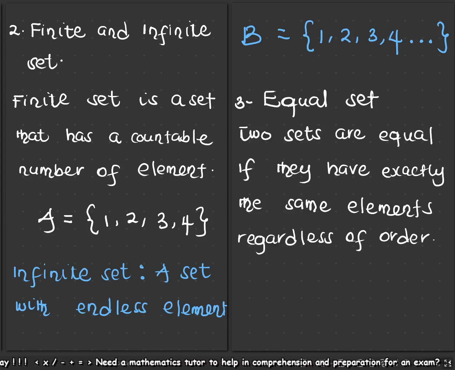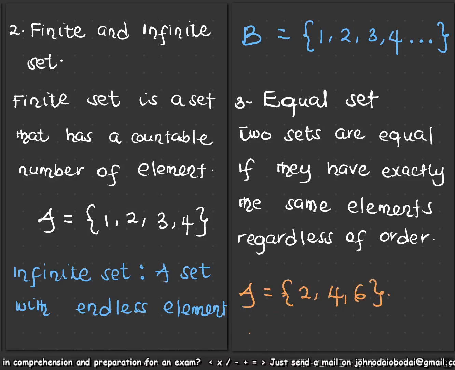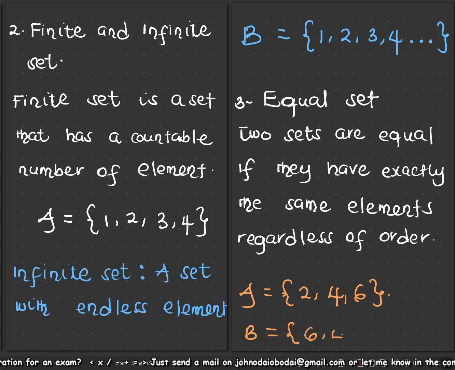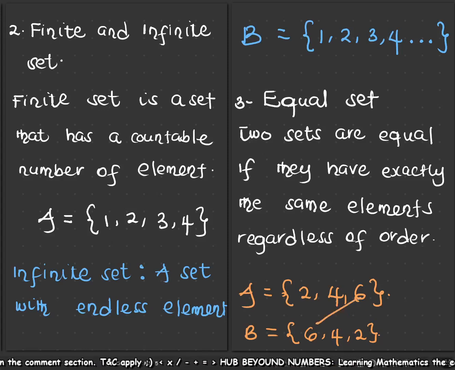So if I have set A, and the elements of set A are 2, 4, and then 6, and I have another set, let's say set B, its elements are 6, 4, and then 2. You realize that the elements in set A are the same elements in set B, regardless of the order. In set A, they have been arranged in what? Ascending order. In set B, in descending order. But it still doesn't change the fact that they literally have the same elements.